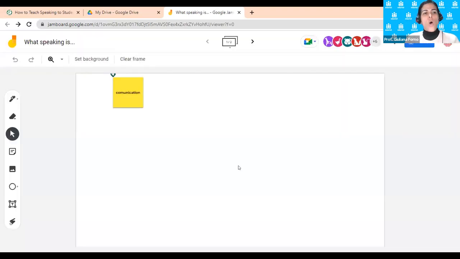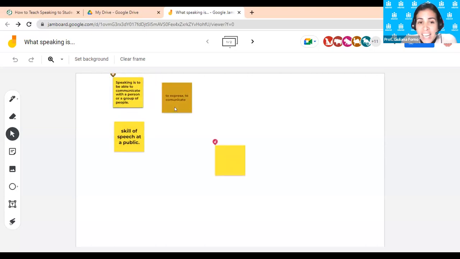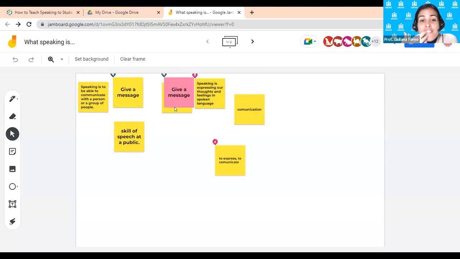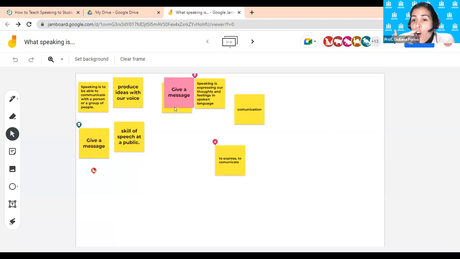Okay, now we have the title, what speaking is. Very good, I have my first note, excellent. Speaking of speech at public, skill of speech at public. Okay, speaking at public, communication, very good. What else, come on, give me your ideas. Speaking is to be able to communicate with a person or a group of people, very good, to express, to communicate, excellent. Come on, give me your ideas. To give a message, very good. What else? To produce ideas with our voice, very good, excellent. What else can we say about speaking?